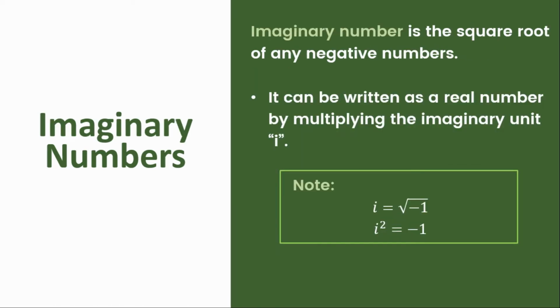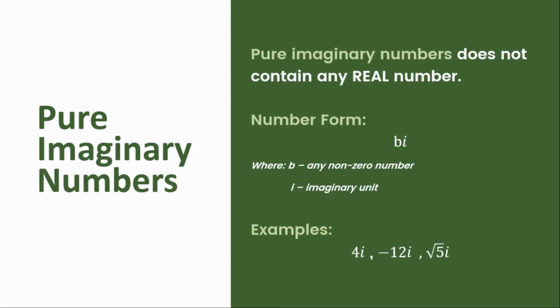So an imaginary number is the square root of any negative number. It can be written as a real number multiplied by the imaginary unit i. So we cannot get the square root of a negative number. That's why we represent it as an imaginary number. Pure imaginary numbers do not contain any real number. So the form of pure imaginary numbers is b times i, where b represents any non-zero number like 4, square root of 5, or rational numbers, and so on and so forth.